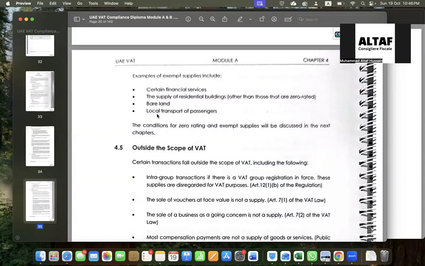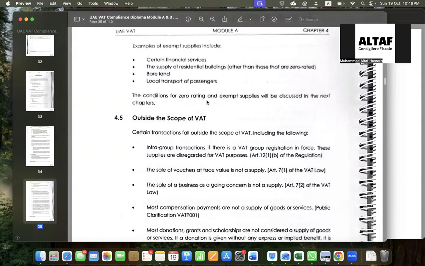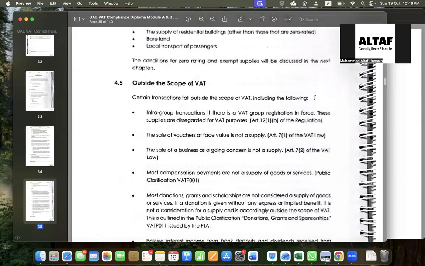Local transport of passengers, now that's a big one. In UAE, we have so many taxi companies and all those, even airlines and all. So local transport of passengers is an example of an exempt supply. The conditions for zero rating and exempt supplies will be discussed in the next chapters.